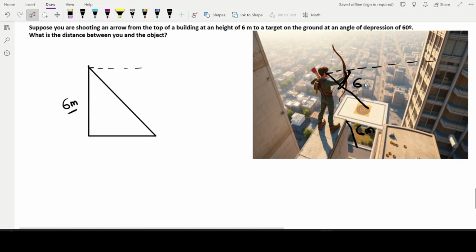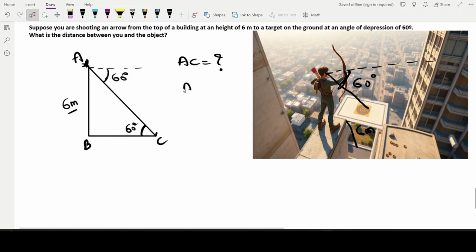With an angle of depression 60 degrees, we know that the opposite angles will be equal as per the similar triangles rule. So this becomes 60 degrees. Now he is asking us to find the distance between you and the object. You're standing here, so the distance between you and the target. Let us name these points A, B and C. So he's asking us to find the length of AC, or the distance between A and C.